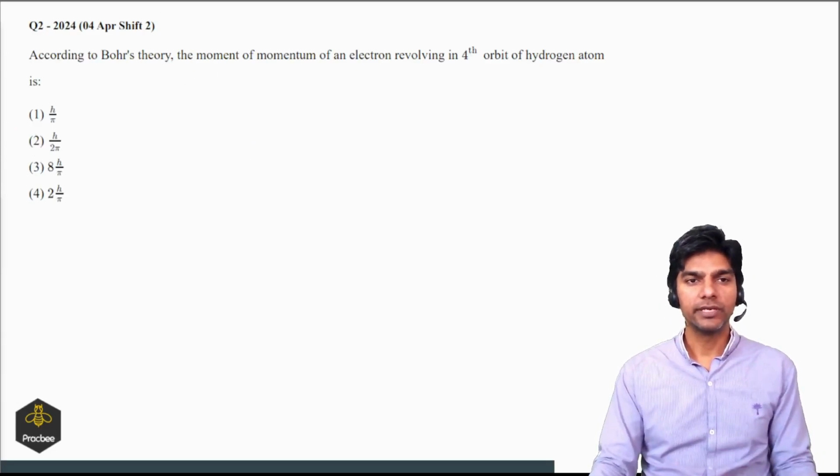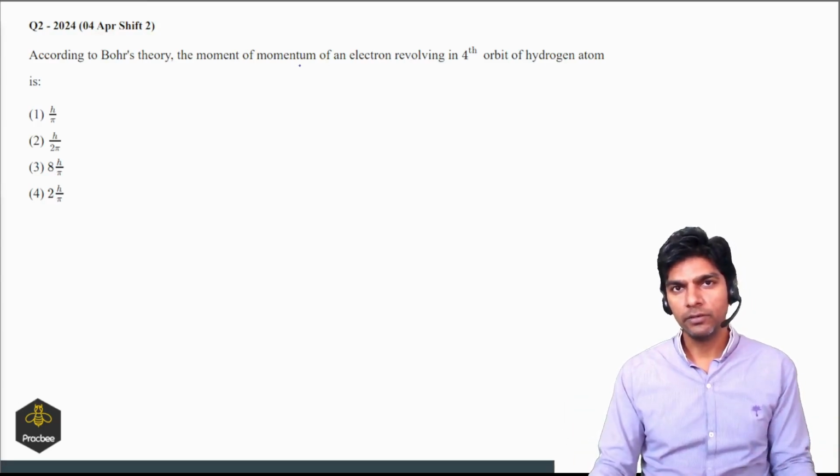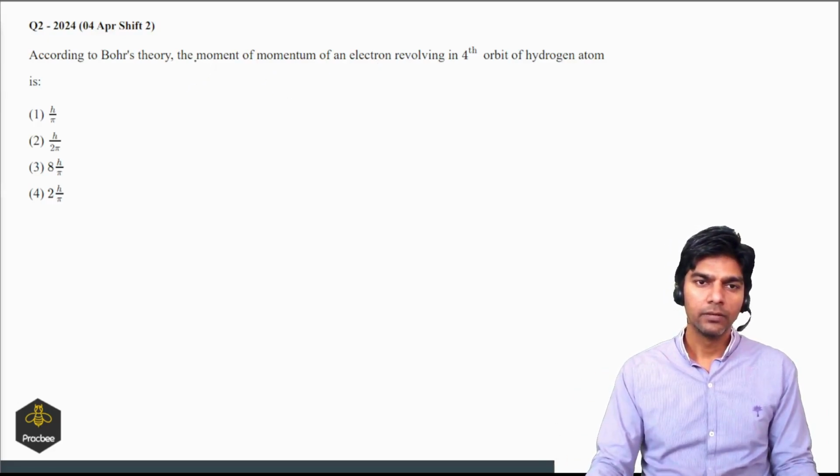According to Bohr's theory, the moment of momentum of the electron is nothing but the angular momentum, right? This is angular momentum.